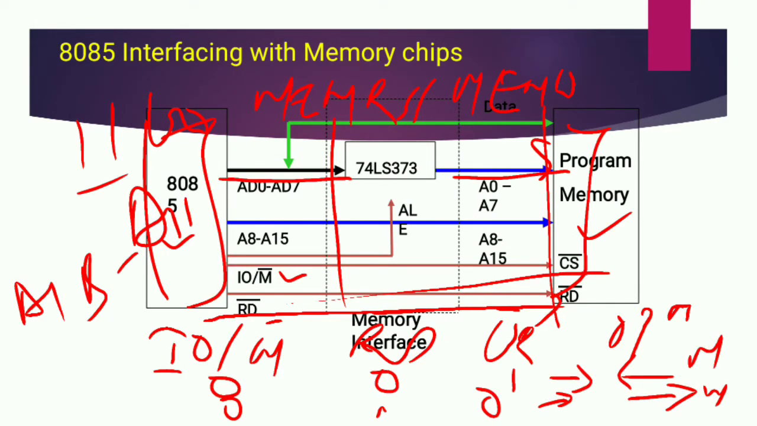8085 provides two signals, IO/M bar and RD bar, to indicate a memory read operation, that is MEMR. Similarly, signals IO/M bar and WR bar indicate a memory write operation. So the primary function of memory interfacing is that the microprocessor should be able to read from and write into a given register of a memory chip. That is, select the chip, identify the register, and enable the appropriate buffer.